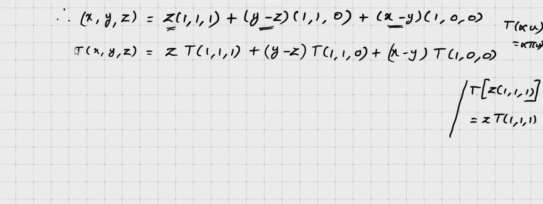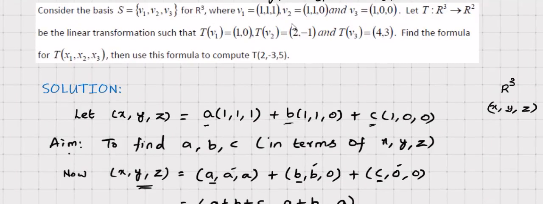Similarly, we are applying to the next terms. Now see, t of 1 comma 1 comma 1, t of 1 1 0 and t of 1 0 0 have been given in the data itself. What has been given? Just check it out. T of v1, that is t of 1 comma 1 comma 1, is 1 comma 0, and t of v2 is 2 comma minus 1, and t of v3. These three have been given already in the problem itself. So I am just going to substitute those things in that equation.